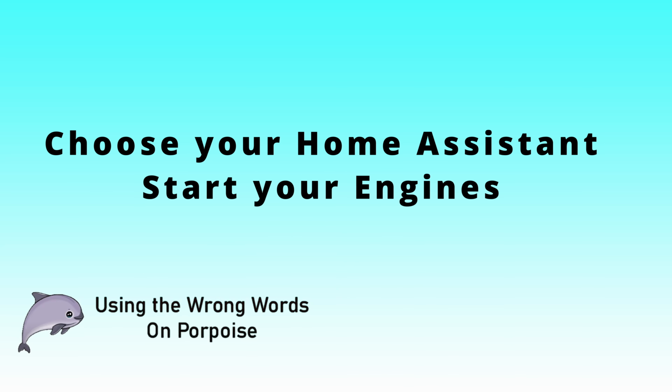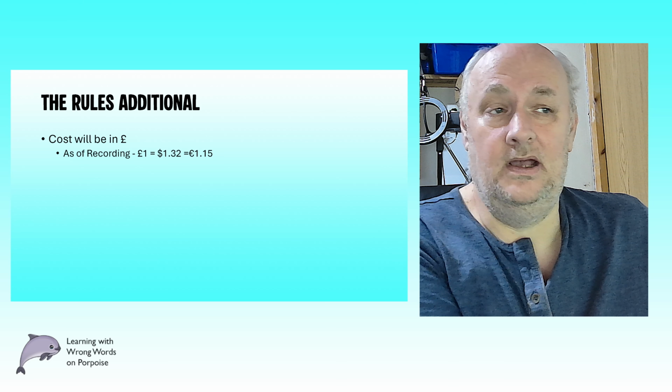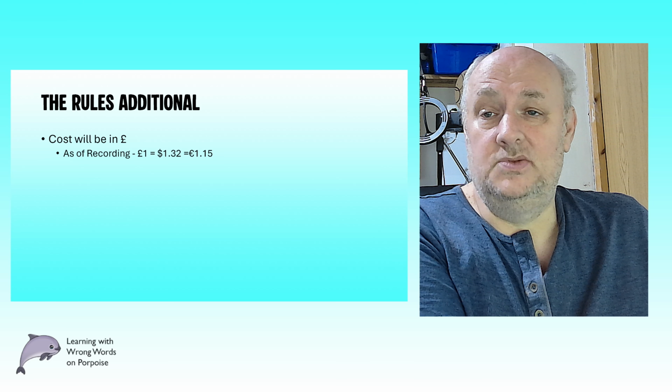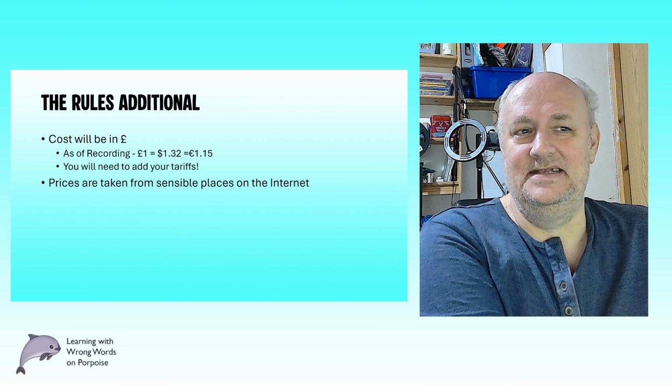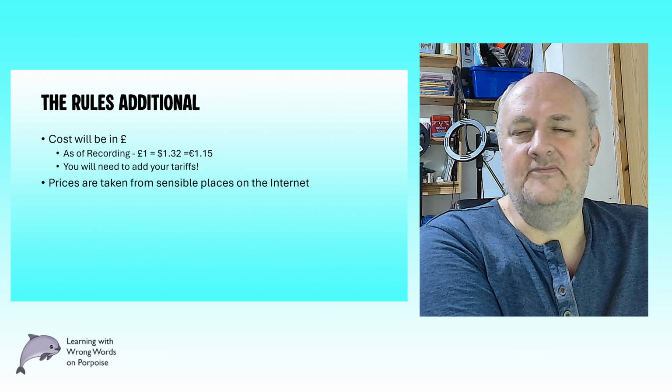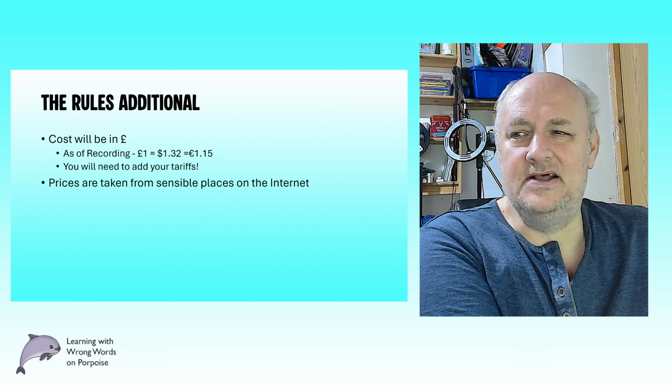Okay. Rules 2. Cost is going to be in pounds. As of about 5 minutes ago, £1 equals $1.32 equals €1.15. You'll need to add your own tariffs depending on what day of the week it is and what's going on in the world. Prices are taken from sensible places on the internet. I've not picked one store. I'm going to look around for good deals and things like that. The judge's decision is final unless I get overridden by she who must be obeyed. Let's go and see the first entrant.